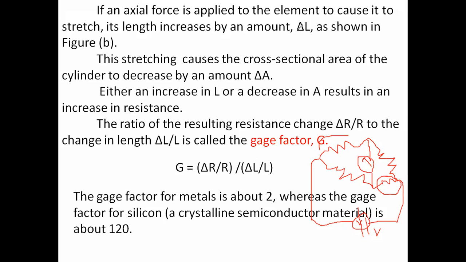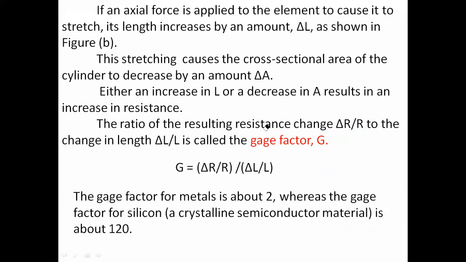So like this we can measure. Okay, so there is one important factor, that is the gauge factor. It is the ratio of the resulting resistance change, delta R by R, to the change in length, delta L by L. So gauge factor is equal to (delta R by R) divided by (delta L by L).